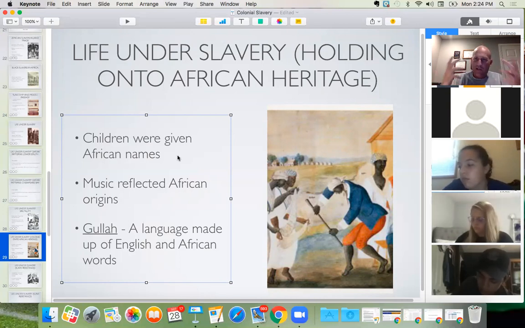But nevertheless, we see these African heritage traditions persist into modern times, right? Children were given African names. We still see that now. There are some prejudiced whites who like to make fun of them, unfortunately, but we still see the African names in much of African culture now. Music tended to reflect African origins, right? And think about the traditional music in African American heritage.